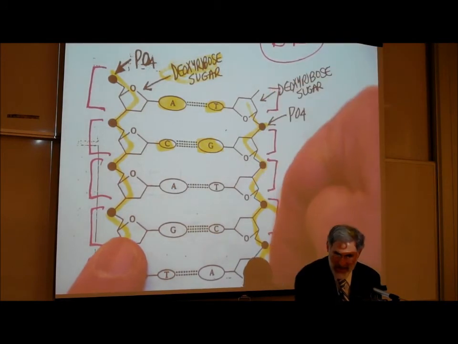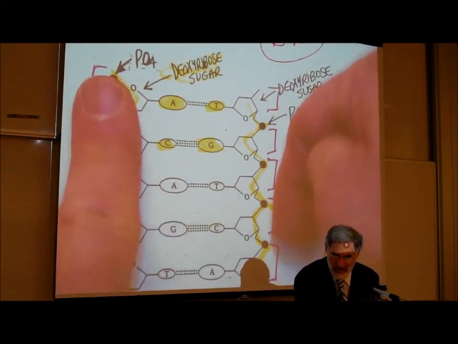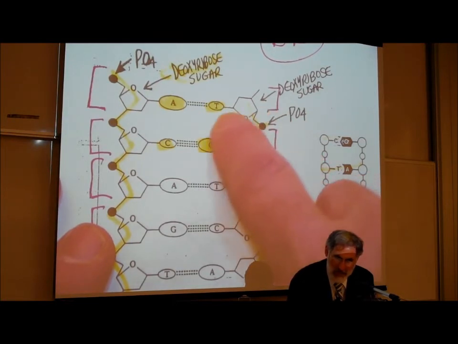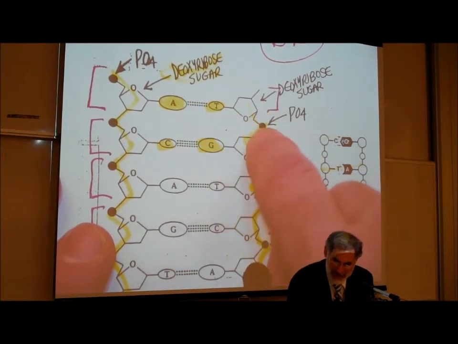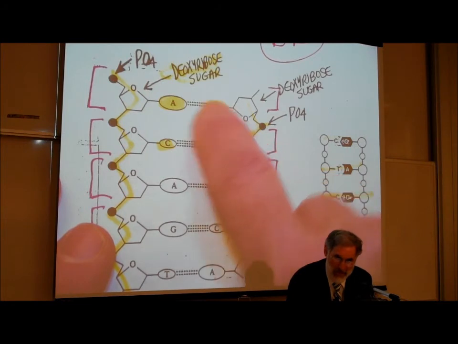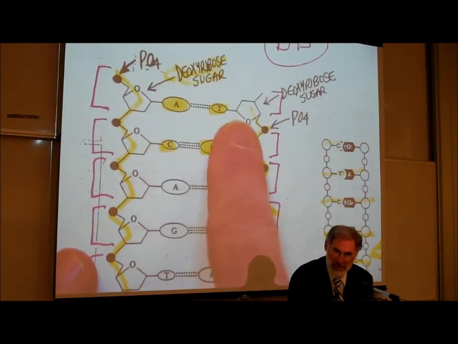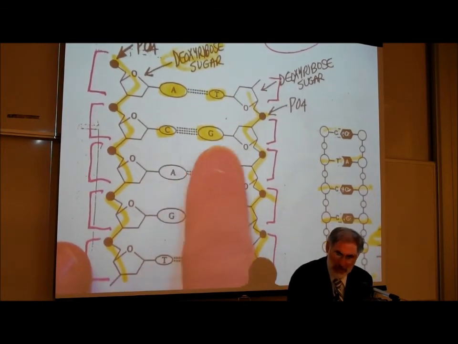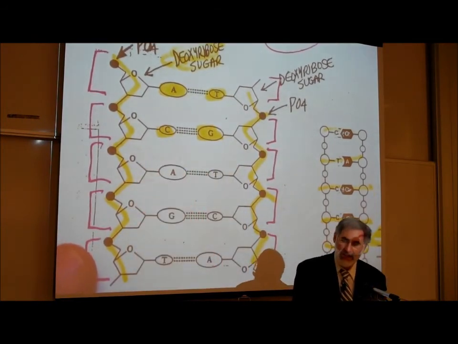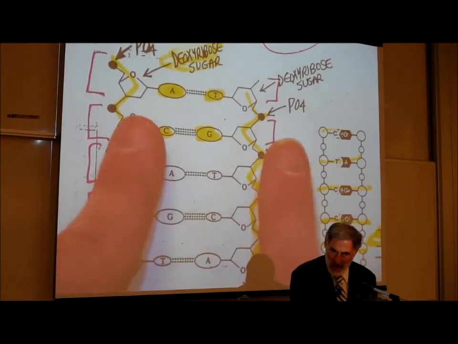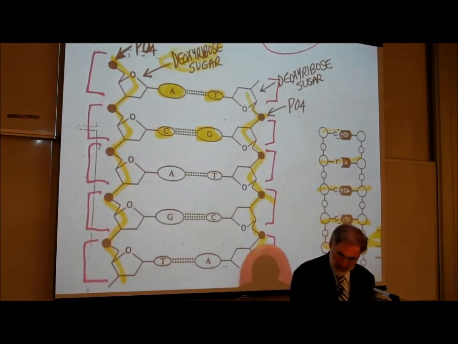They're running upside down this way rather than this way. And again, you can see a phosphate, a deoxyribose sugar, and thymine. Notice how the two chains are joined together. A pairs with T, and G pairs with C. And that's what we mean by complementary chains, how they complementarily join together.